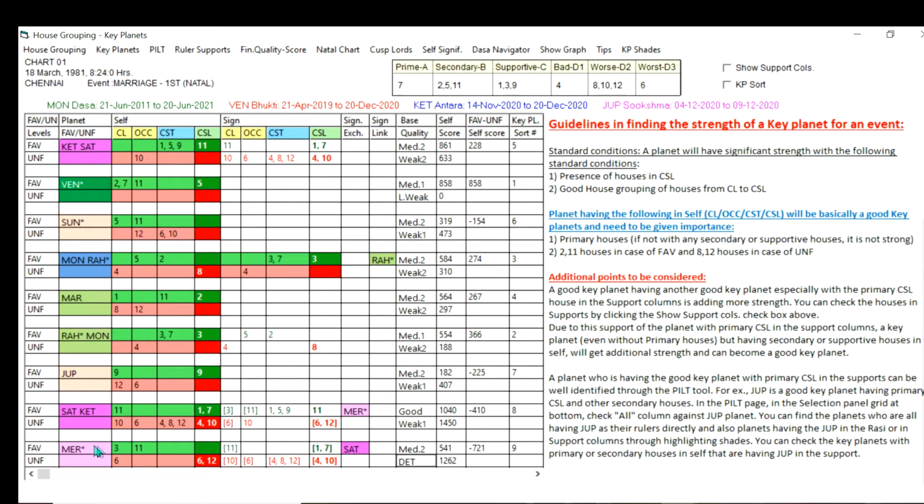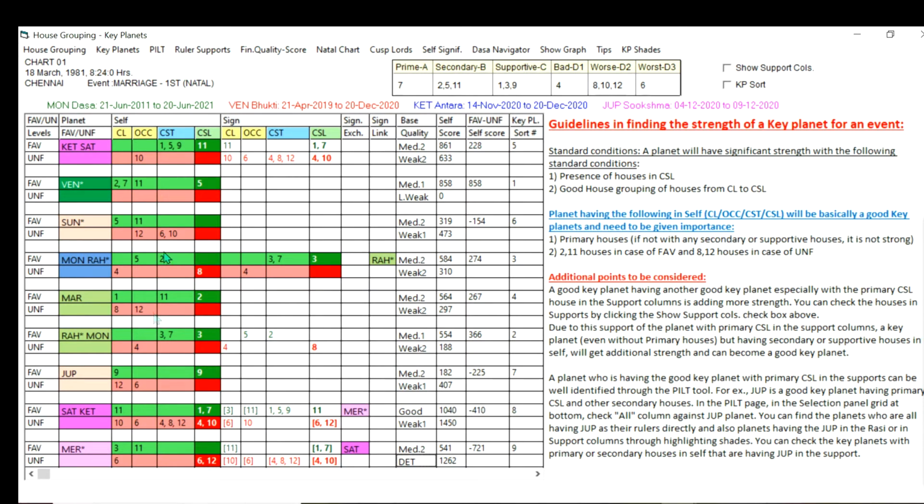You can see the Mercury light pink. It means that favorable is present, but unfavorable a little bit more. You can see favorable 3 and 11 is good, and sign lord 11 and 7 through the sign exchange is present. But look at that unfavorable 6 and 12 cuspal sublord. This is very unfavorable. So Mercury is an unfavorable key planet. In the sign also, through the sign exchange, unfavorable house groupings are present. So Mercury is more unfavorable.